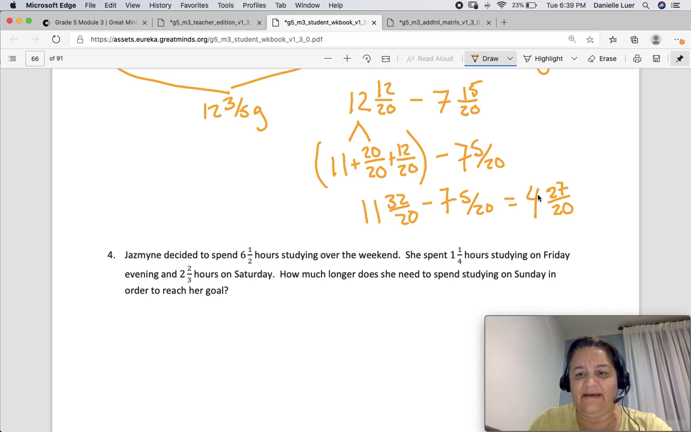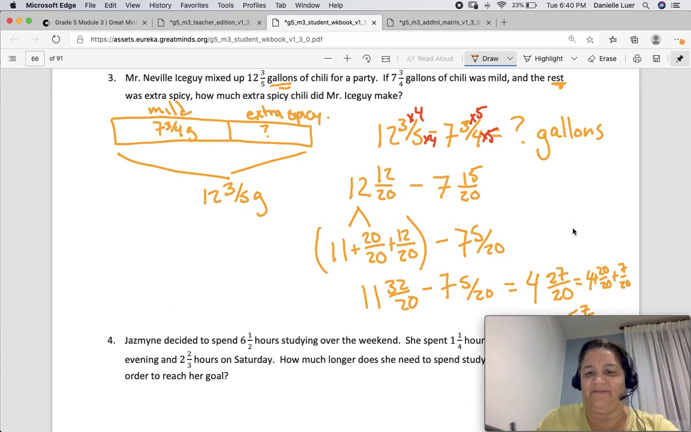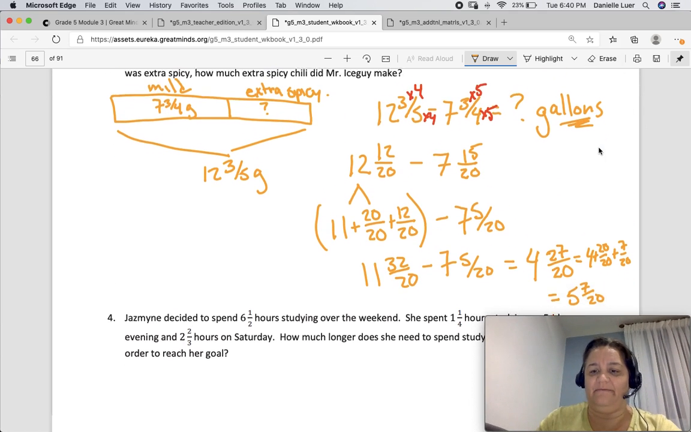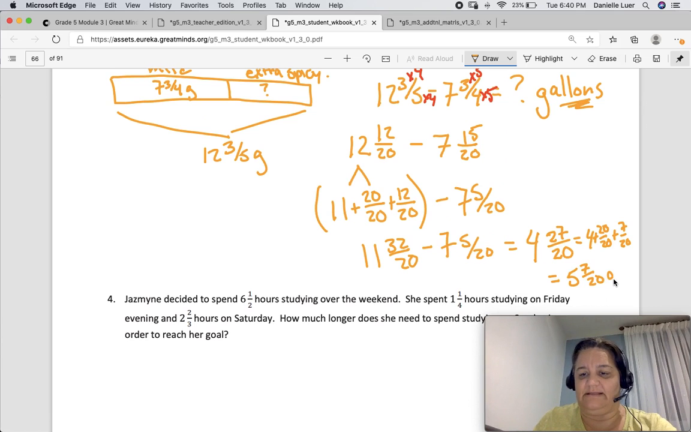Well, what do you have there? That, my friends, is an improper fraction. Did you see that? Let's make that back into a proper fraction, which is 4 plus 20 20ths plus 7 20ths equals 5 and 7 20ths. And what are we forgetting? I almost forgot. Can't forget the label. So our label is gallons.